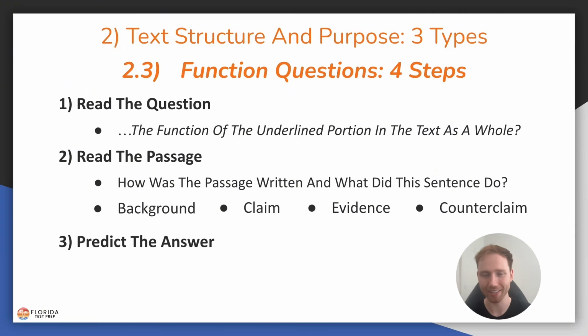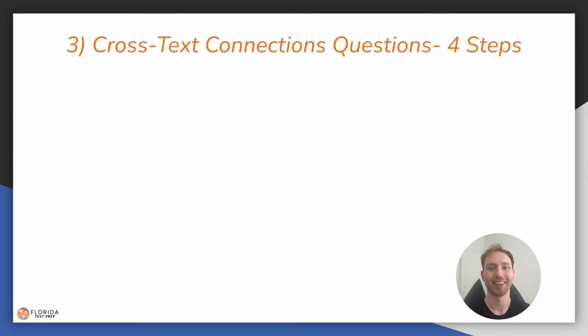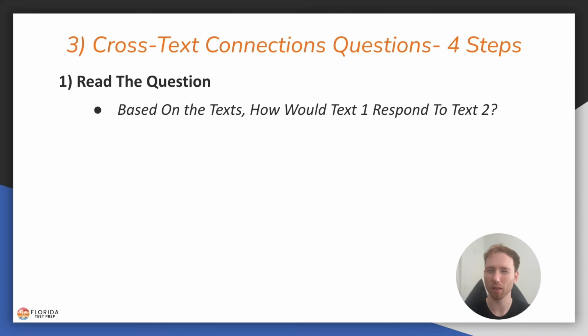Then you want to predict the answer, kind of think of the answer on your own, confirm that answer in the passage. Third, we have cross-text connection questions we can solve in 4 steps. You want to read the question, and it's going to ask you something along the lines of, based on the text, how would text 1 respond to text 2? They can also ask you how would text 2 respond to text 1, or respond to the underlined portion in text 2. It doesn't really matter, but you can absolutely recognize these because they're the only question on the SAT that has 2 passages for it.